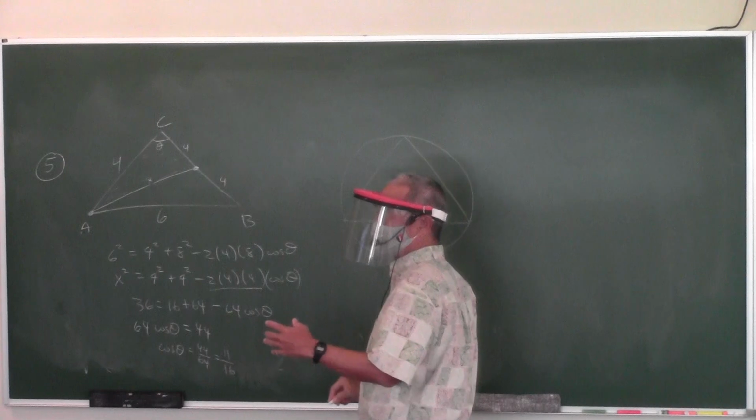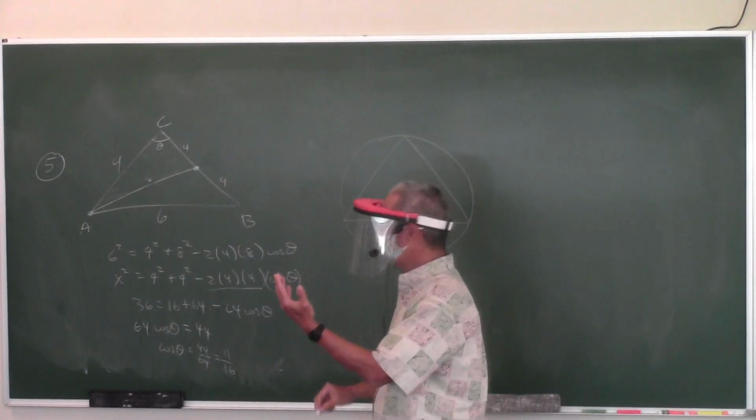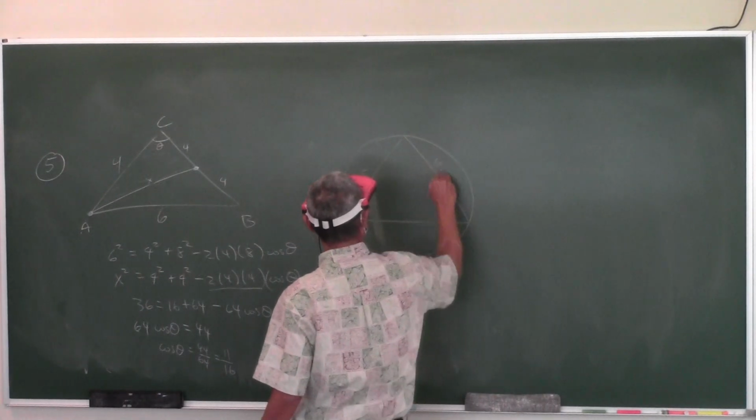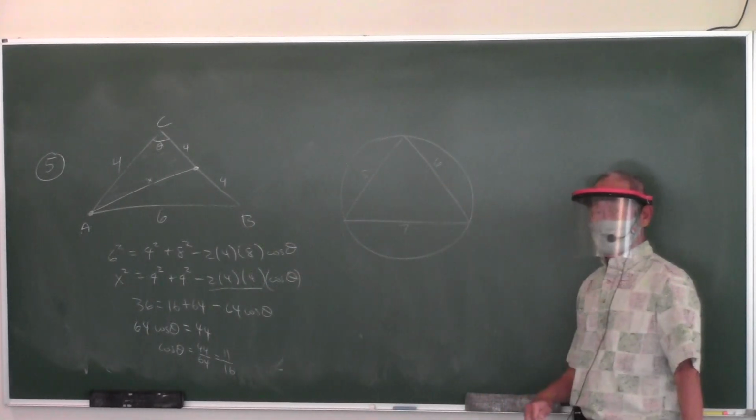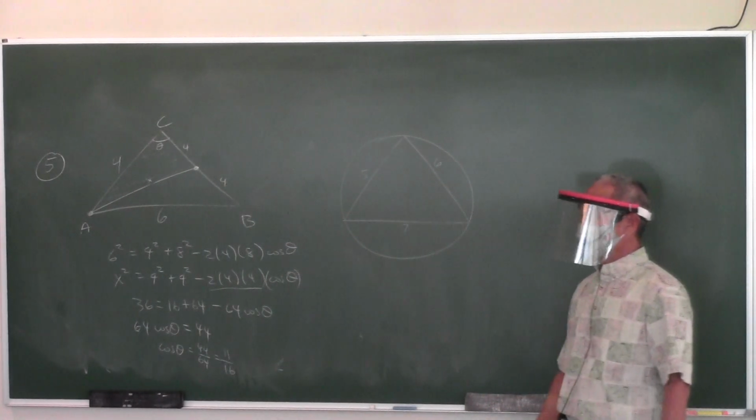Now in the example, I think I did 4, 5, and 6. I changed it to 5, 6, and 7. What happens on the quiz if I make it 6, 7, and 8? Well, hopefully you can do it.